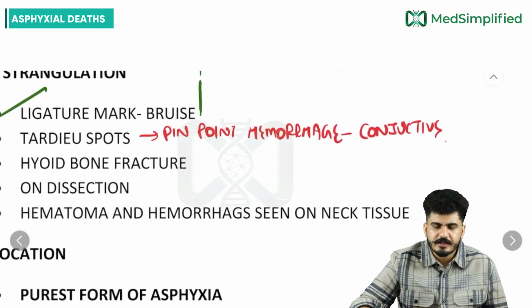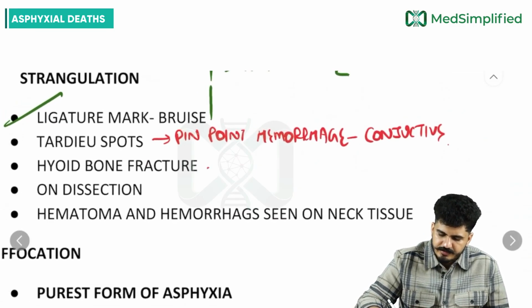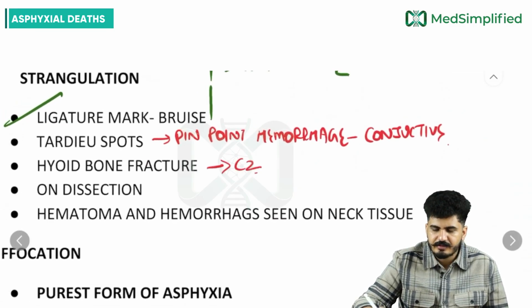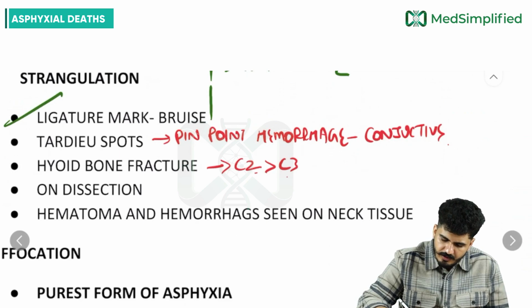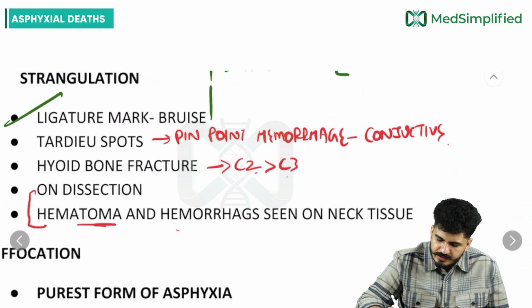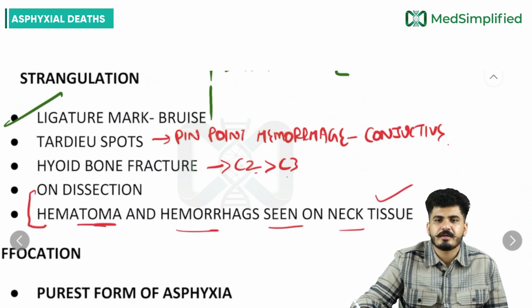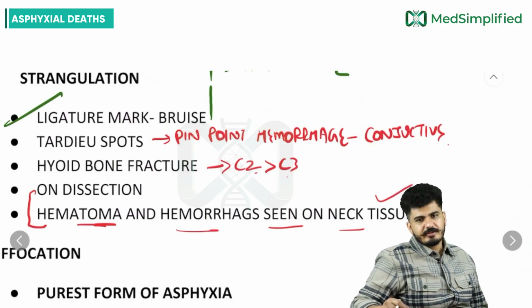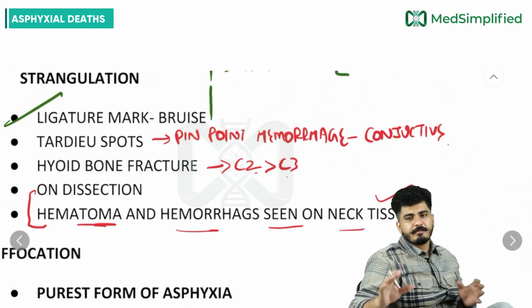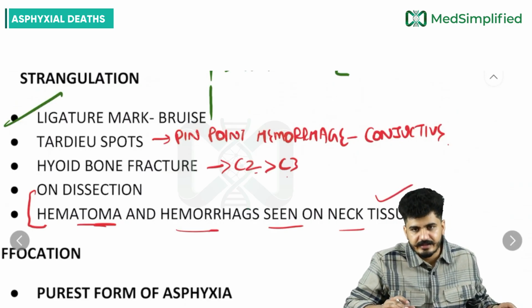Then in strangulation, you can see hyoid bone fracture. The most common level is C2, more than C3. Then on dissection, you will see hematoma and hemorrhages in the neck tissue. Because of the compression of the neck, internal bleeding will be there. So there will be hematoma and different types of hemorrhages you are going to see there, sir.